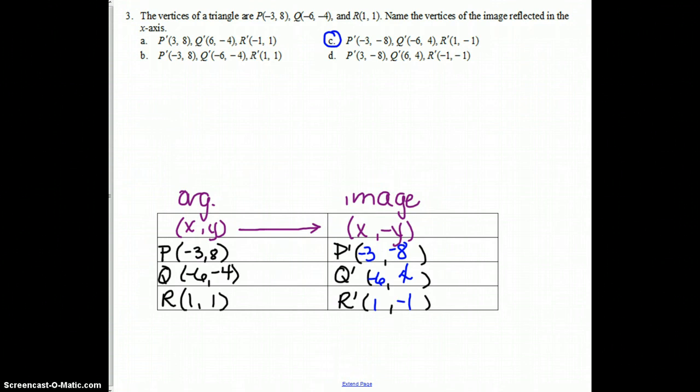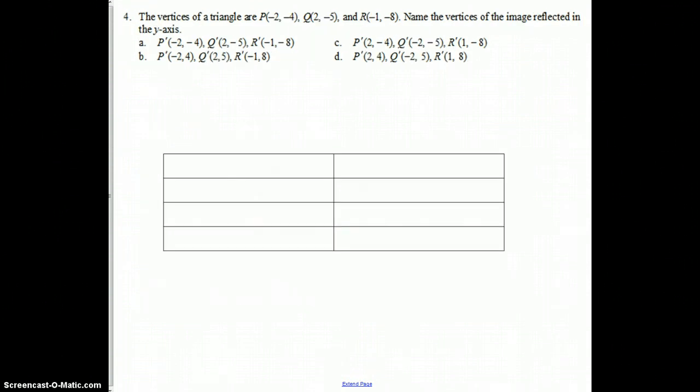Okay, let's try the next one. You have the vertices of a triangle: P, which is (-2, -4), Q, which is (2, -5), and R, which is (-1, -8). Name the vertices of the image reflected in the y-axis.